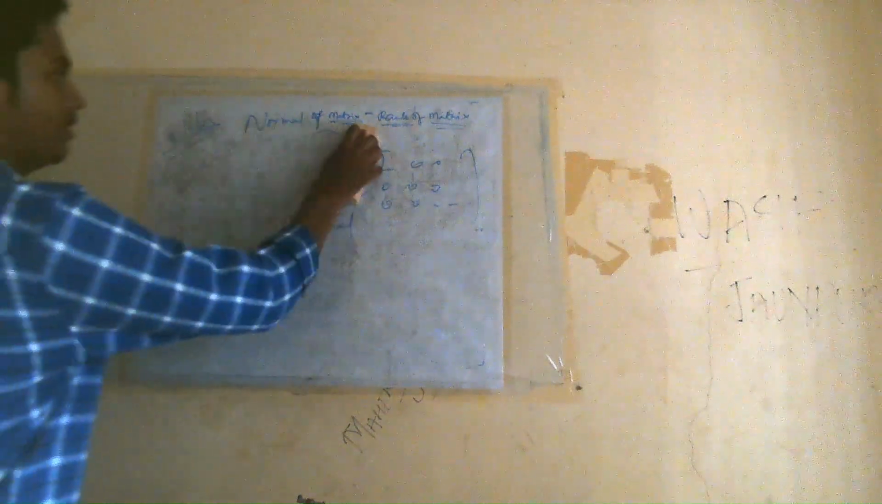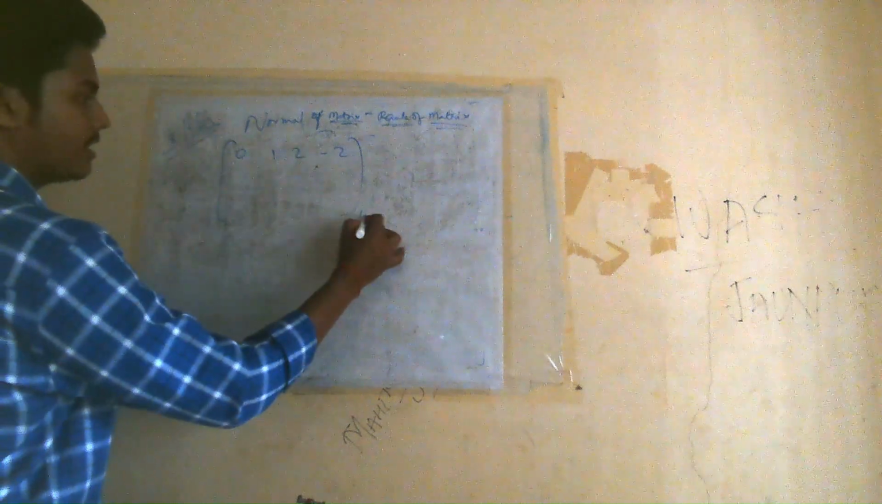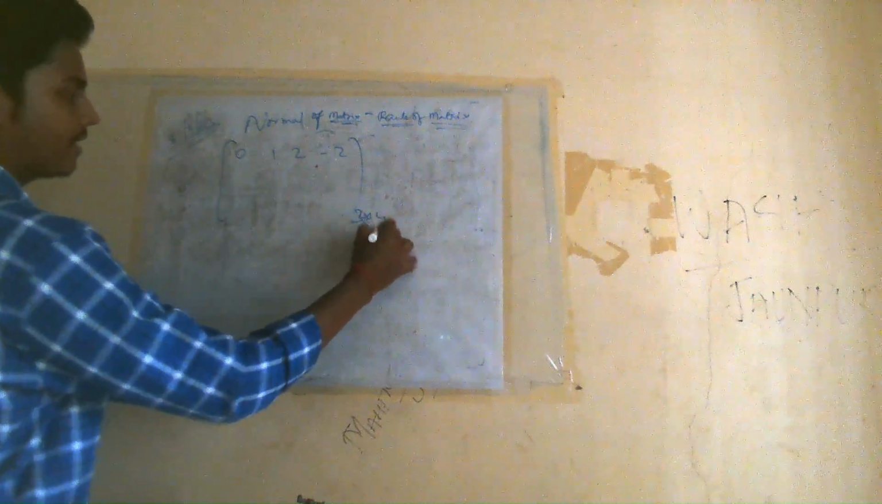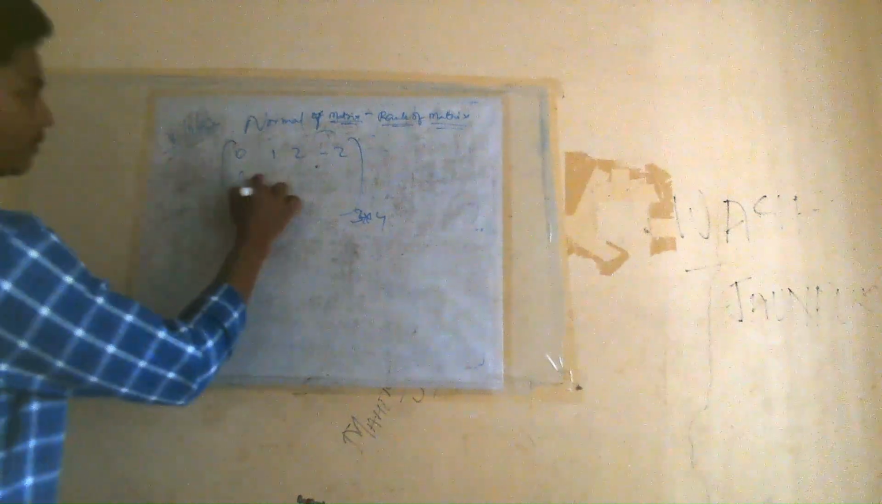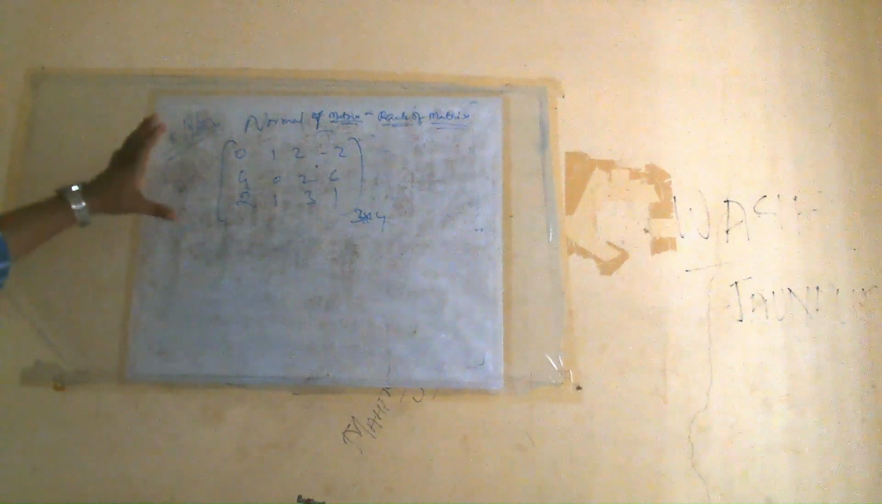So let us solve one example. Our matrix is 0, 1, 2, minus 2. It is a 3 by 4 matrix, students, and 4, 0, 2, 6. Then we are going to have 2, 1, 3, 1. So you can have one identity matrix in this after reduction. Let's see how it's going to happen.